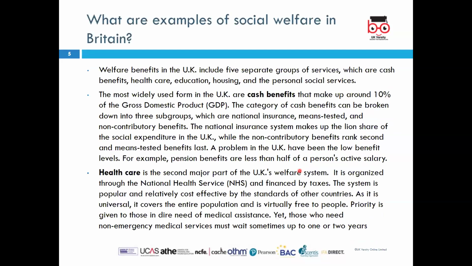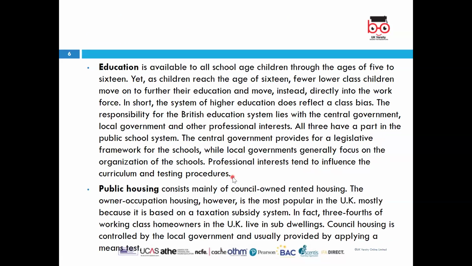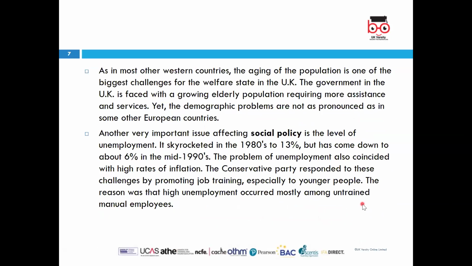So we talked about cash benefits, we talked about healthcare, we talked about education, and now is public housing. So it comprises council-owned rented housing. The owner occupation housing, however, is the most popular in the UK, mostly because it is based on a taxation subsidy system. In fact, three-fourths of the working class homeowners in the UK live in subsidized dwellings. Social housing is controlled by the local government and usually provided by applying a means test. So everyone will not have access to it. It will just be some people who need it the most.